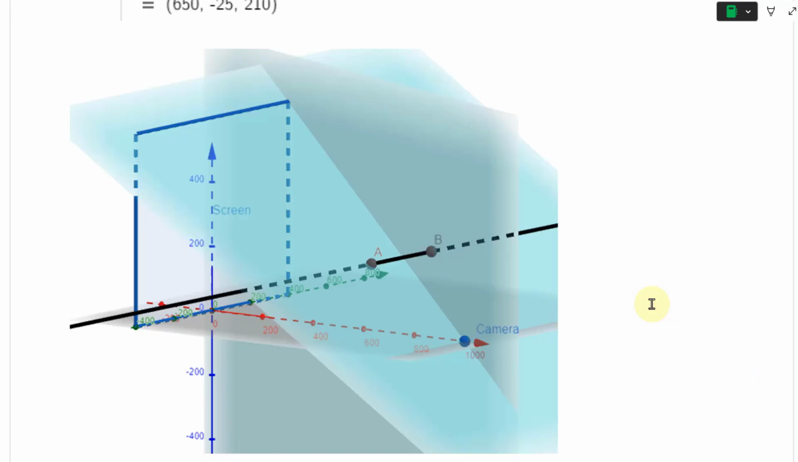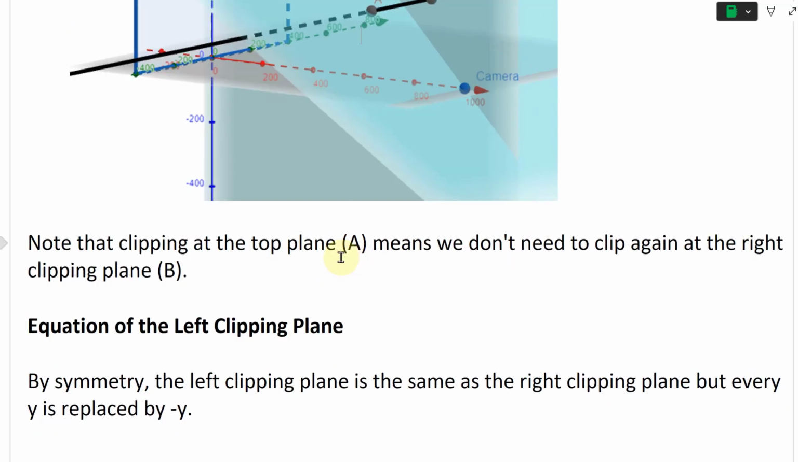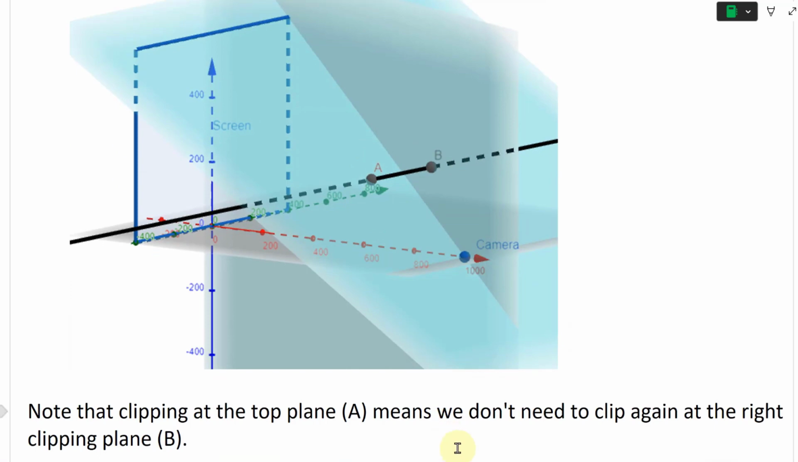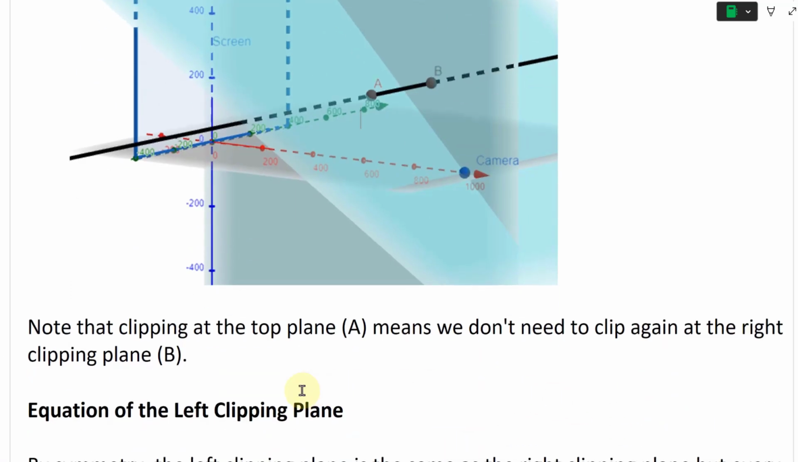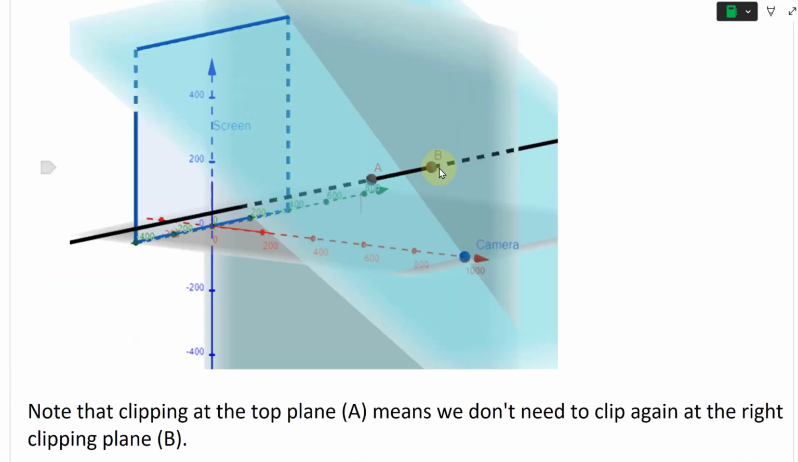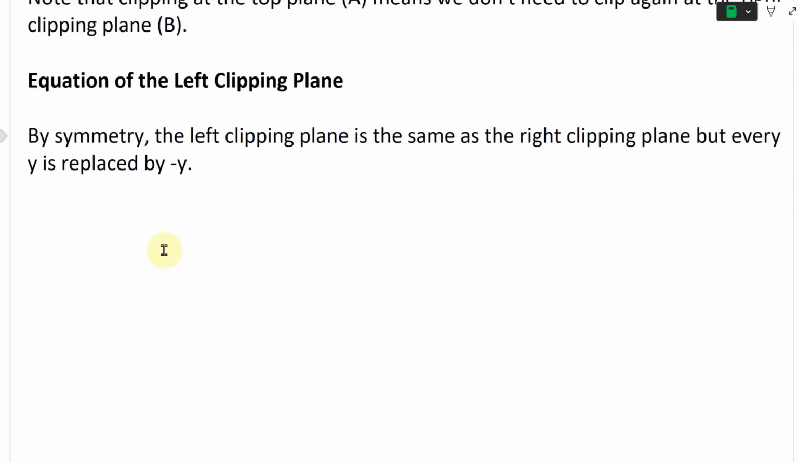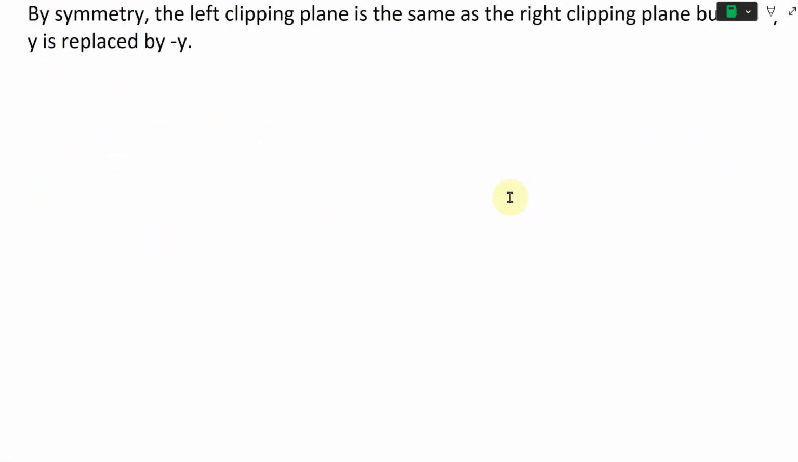Epic stuff here. Alright, so note that clipping at the top plane, or at the top plane with this A point, means we don't need to clip again at the right clipping plane B. So we don't need to clip there. Epic stuff. So now, let's look at the equation of the left clipping plane. Alright, so by symmetry, the left clipping plane is the same as the right clipping plane, but every y is replaced by negative y. Alright, and we can see that here.